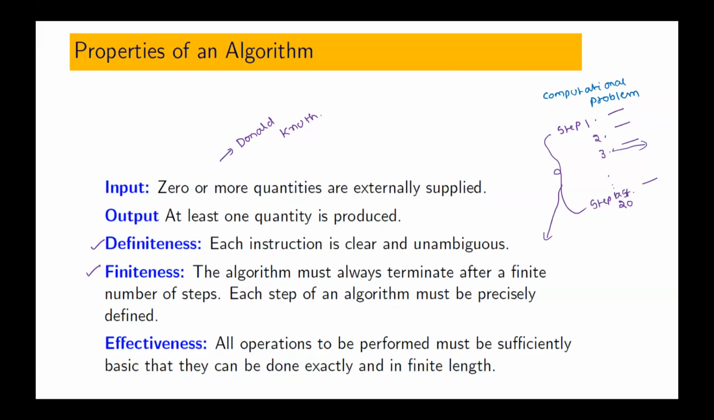Is it finite? No, if it is an infinite loop, that means the process is not going to be complete. So it is not finite. It is not terminating after a finite amount of time. It does not mean that the number of lines in that algorithm is finite. It means the algorithm should terminate in a finite amount of time.